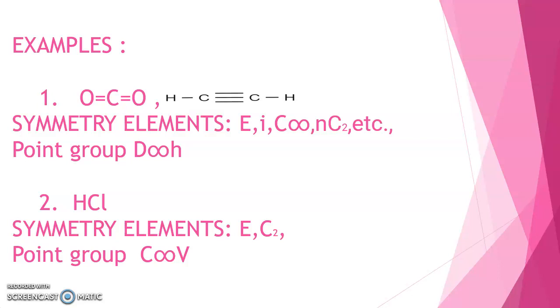Then the next example is HCl. HCl is a linear molecule, but it does not have any inversion center or center of symmetry. We already discussed in the flowchart, if the molecule is linear in shape but does not have any inversion center, it means the point group of the molecule is C infinity v.